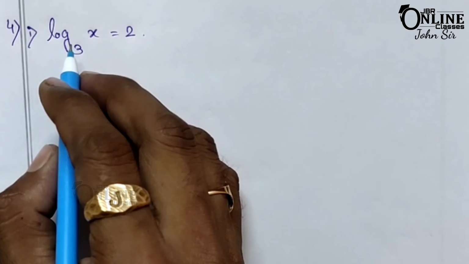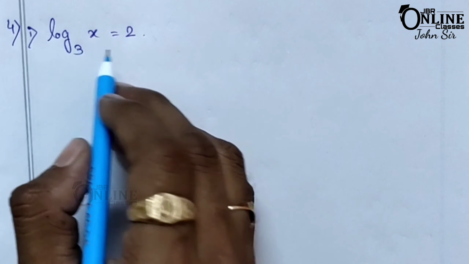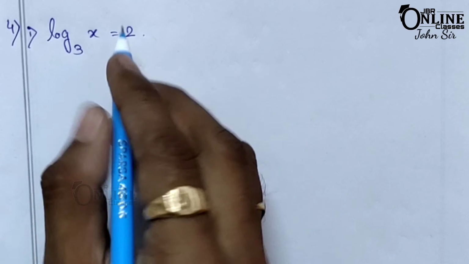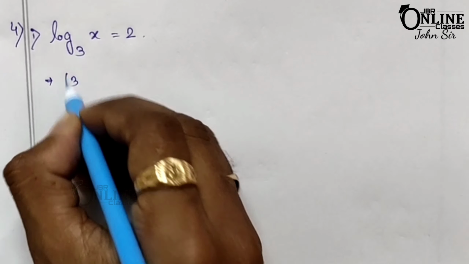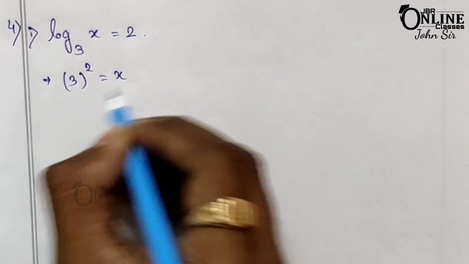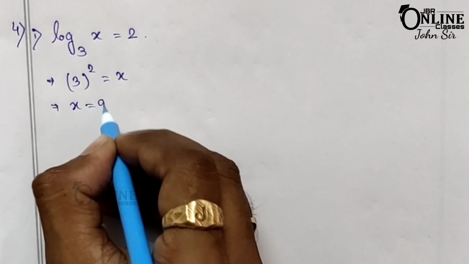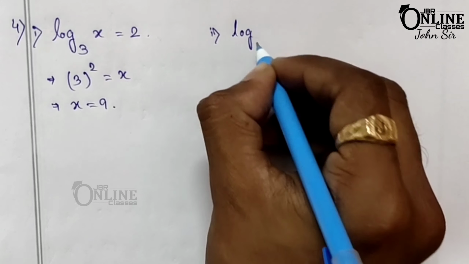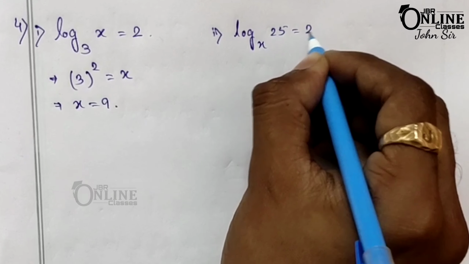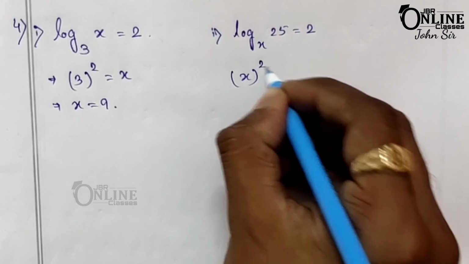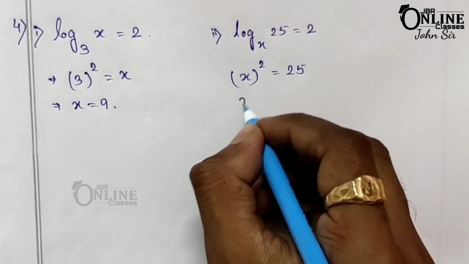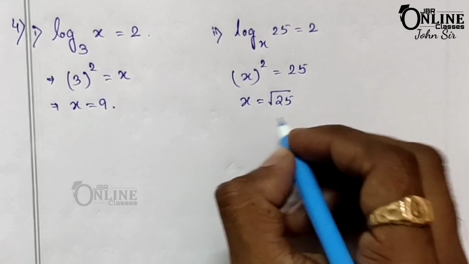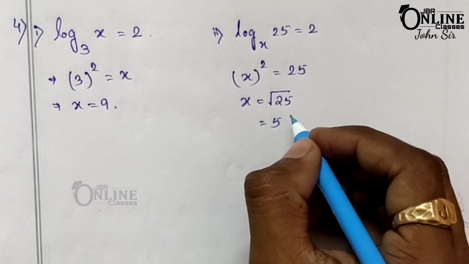Now next sum number 4. Solve the following equation for x. So here first one, log 3 x equal to 2. Okay, so by the formula 3 to the power 2 equal to x, so x equal to 9. Now second one, log x 25 equal to 2. So that means here x square equal to 25. So x equal to root over 25 and that will be 5. So x equal to 5.